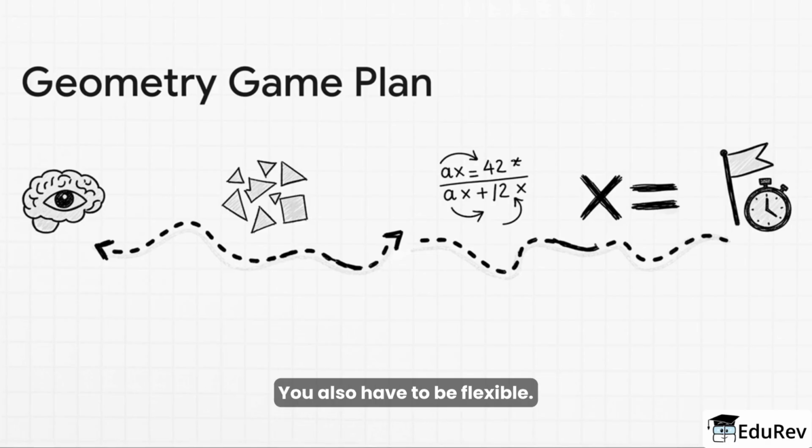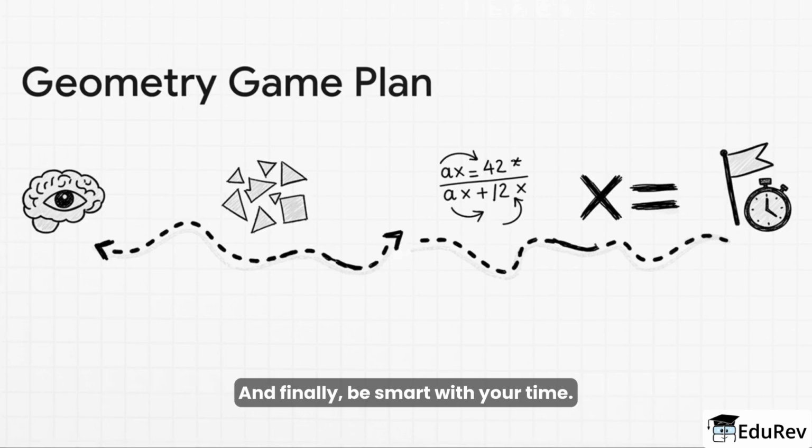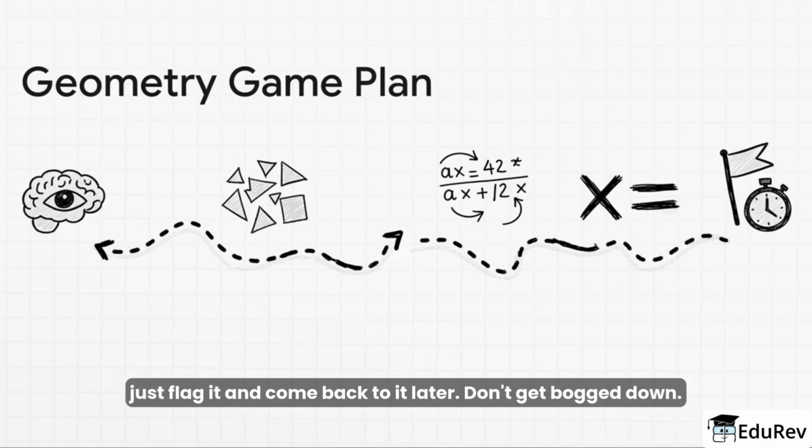You also have to be flexible. If they give you the area and the length, you've got to be able to instantly work backwards to find the width. And finally, be smart with your time. This is huge. Estimate where you can, and if a question looks like an absolute monster, just flag it and come back to it later. Don't get bogged down. Whew.